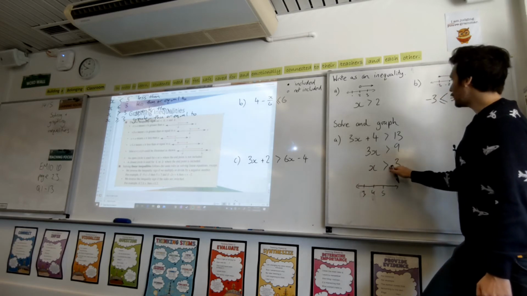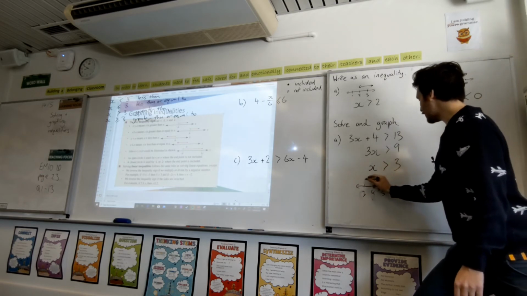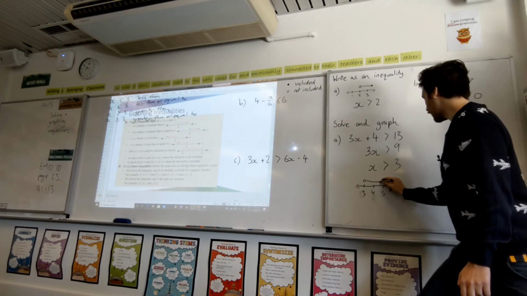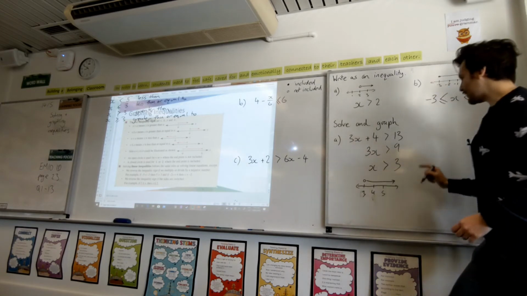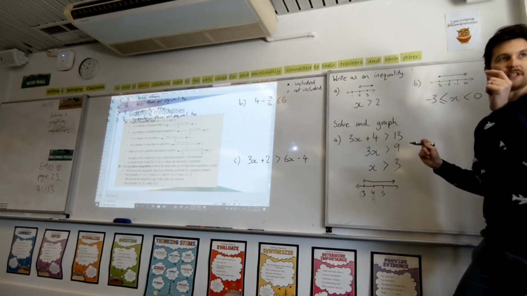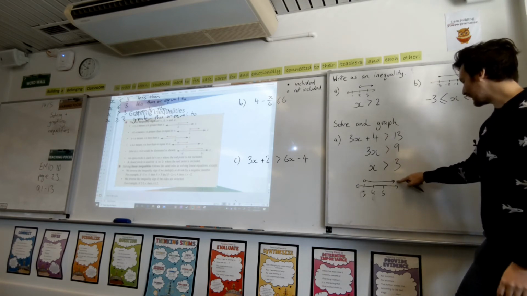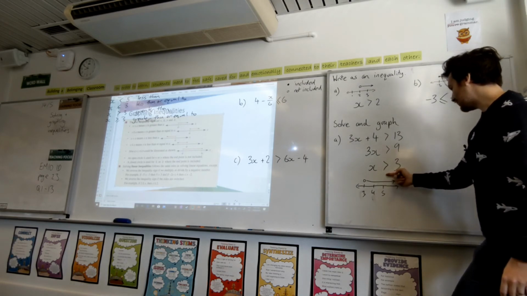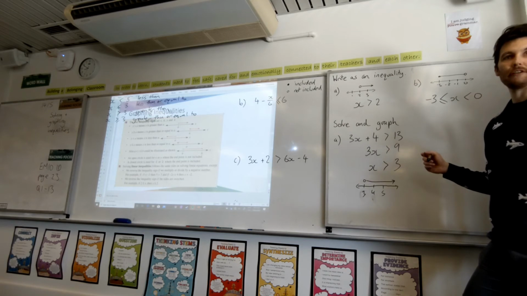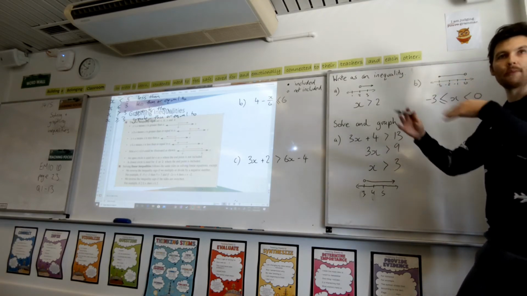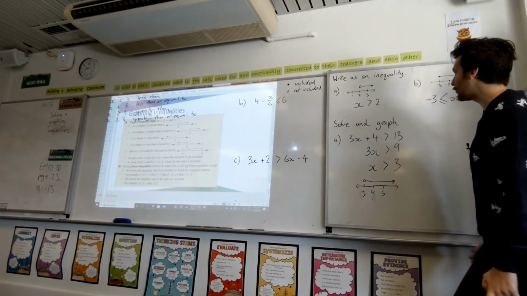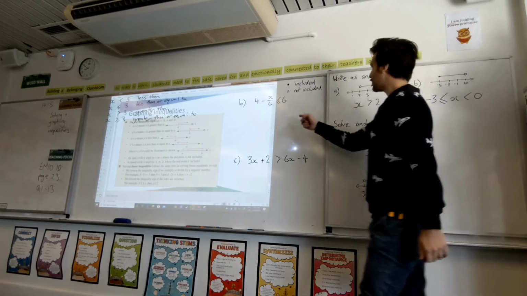It's greater than 3, so I'm going to do the not included version. It's greater than 3 like that. So if we've not got that range of values like we did with that other problem before, we just put that little arrow on there to say it's going to go in that direction potentially forever. There's no upper limit on it. We just know that the number is greater than 3. Cool. That brings us on to the second one.